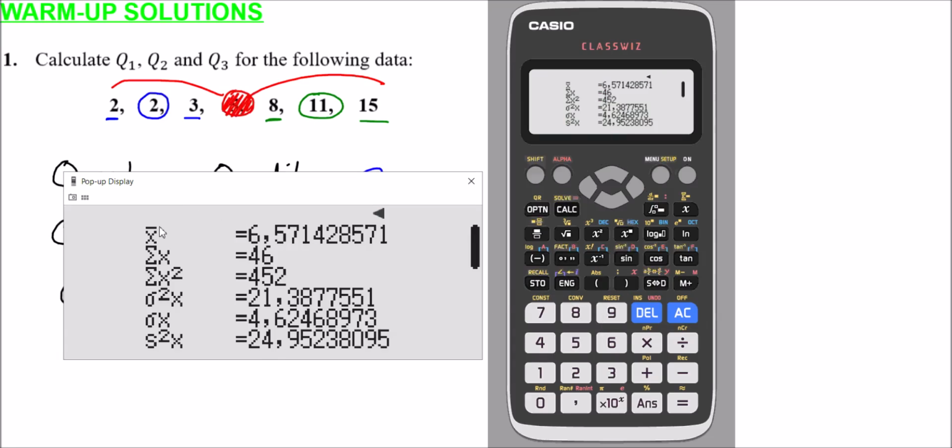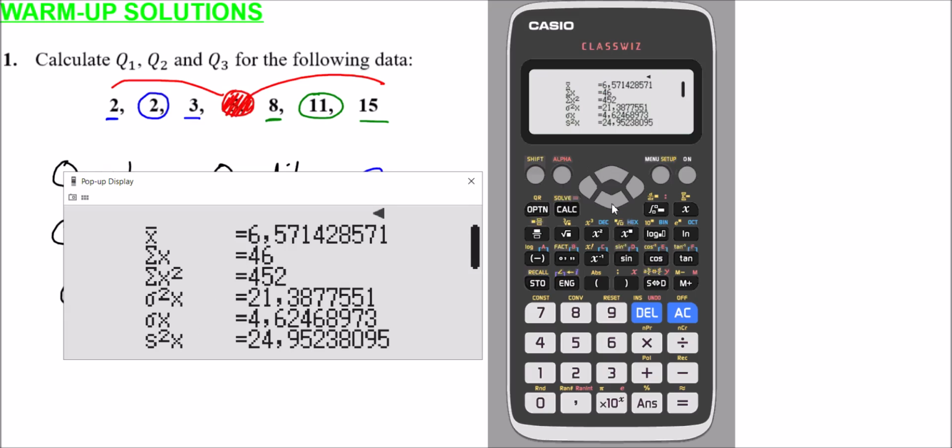So this means the mean, x bar. This looks like an E. Sigma x means the sum of all the values. This is the sum of the values squared. We'll come to this later today, by the way.